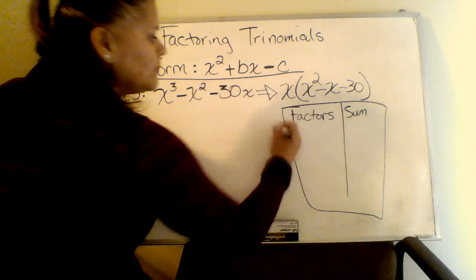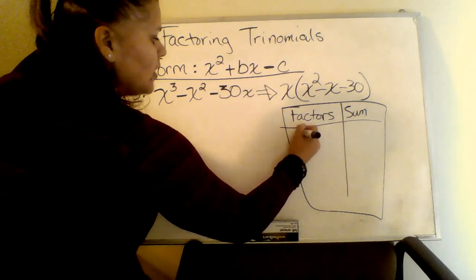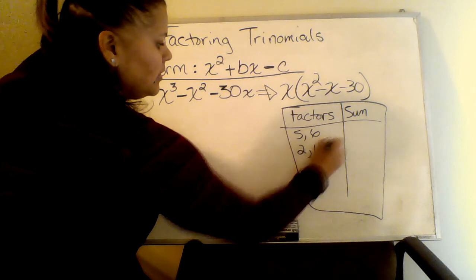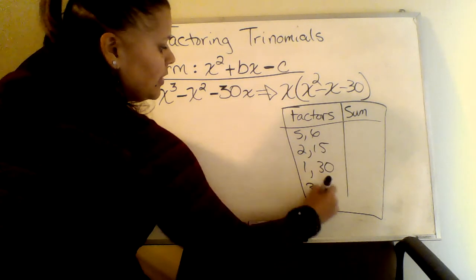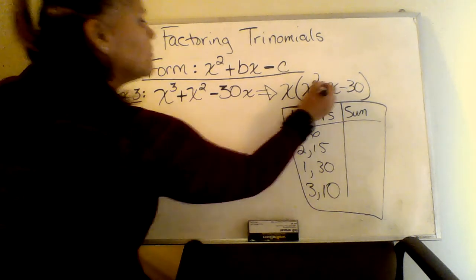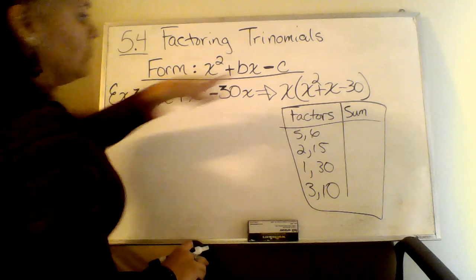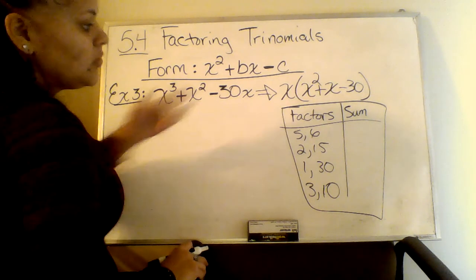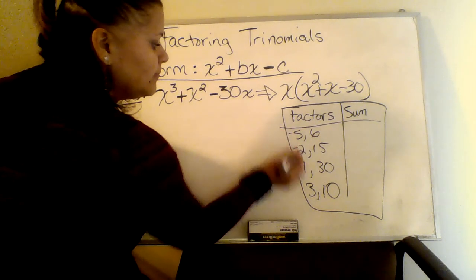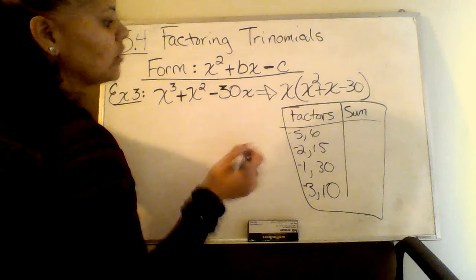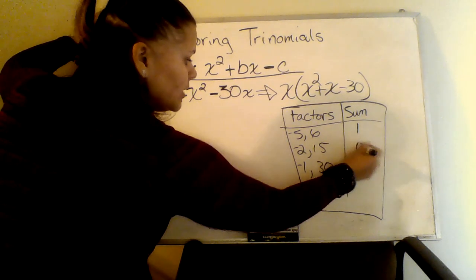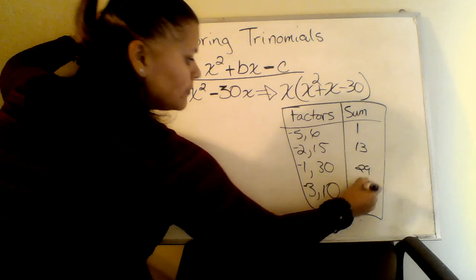Okay, so we know the factors. We had 5 and 6, 2 and 15, 1 and 30, 3 and 10. All right, now in this case, because the middle term is positive, that means our highest number has to be positive. So that means the lower ones are negative. So then when you do this, you find the sum. Then you have 1, 13, 29, and 7.